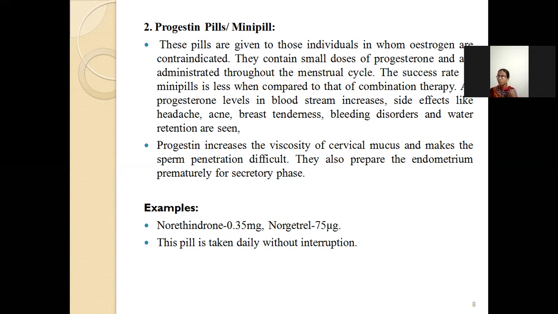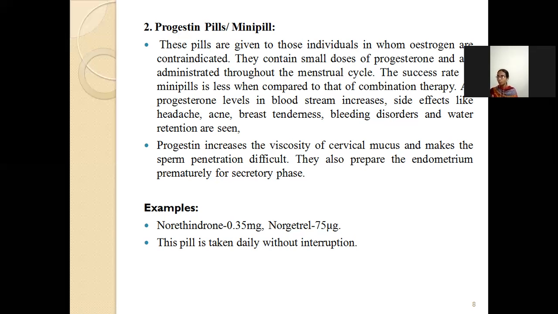And also it will increase the viscosity of the cervical mucus and make sperm penetration difficult. So it does not allow the sperm to penetrate in the body. And also it will prepare the endometrium prematurely for the secretory phase. So here in the mini pill, it has only progesterone, not estrogen.